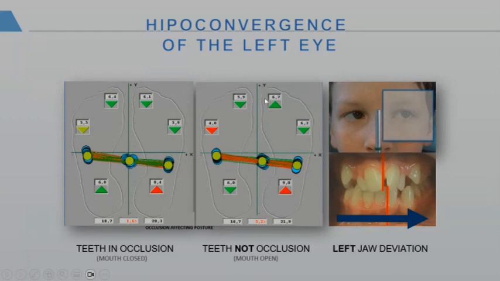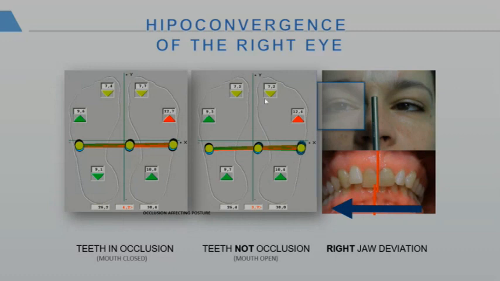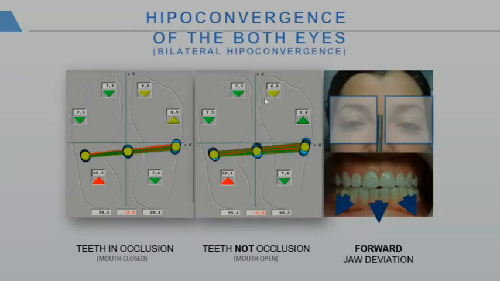I'll show you one clinical case. Look at here. Lateral deviation, hypoconvergence, increasing the load laterally. Lateral deviation to the other side, also increasing the load laterally. Forward position: no overload, but we have barycenter alteration. The barycenter moves forward or back, depending on whether we have the jaw back or forward.